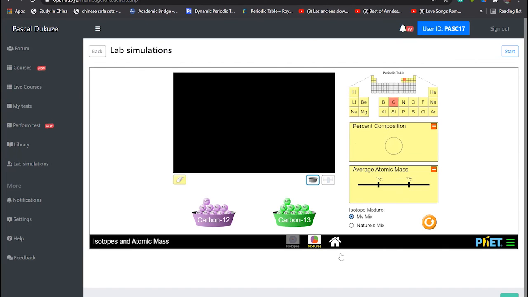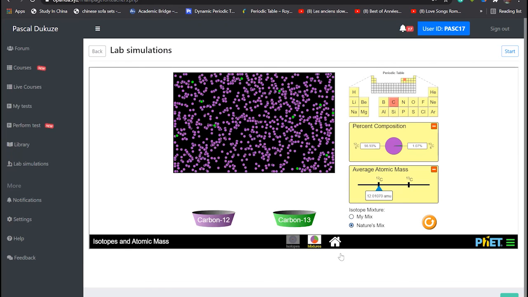What happens for carbon? For carbon, let's use nature's mix. You can see we have carbon 12, that is one isotope, and carbon 13, the second isotope, which is present in a smaller percentage composition, while carbon 12 is very abundant. And you can see the average atomic mass is so close to the most abundant one. So you can make different manipulations with this lab simulation, to show how different isotopes are composed and how their abundances vary in nature, or how they will be when you make your own mixture.